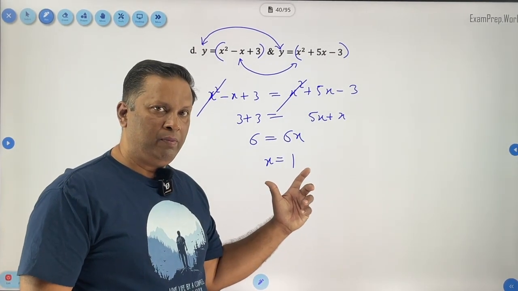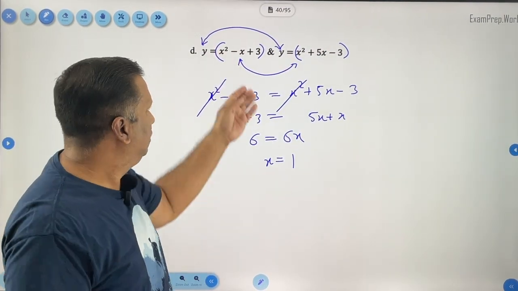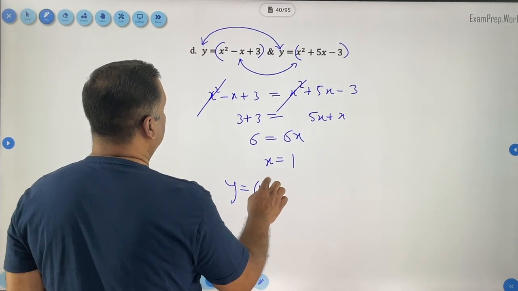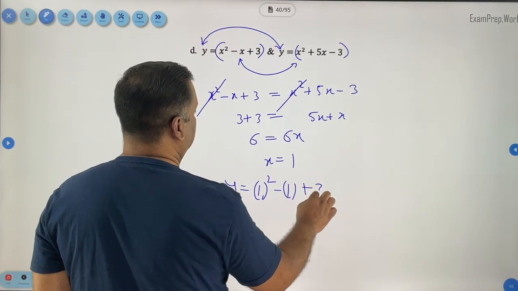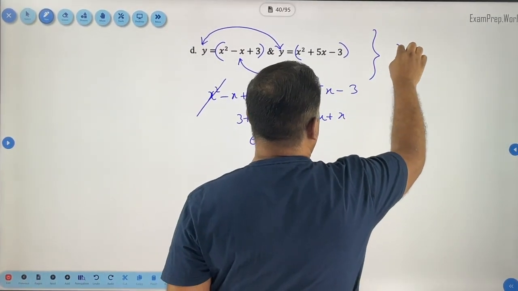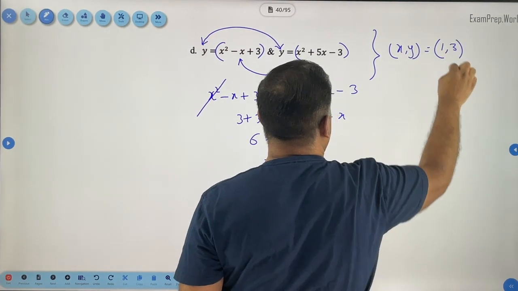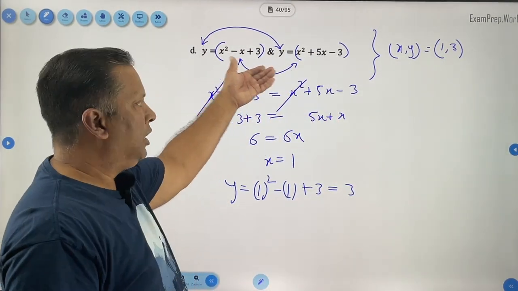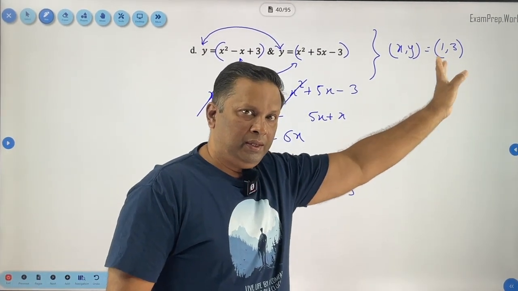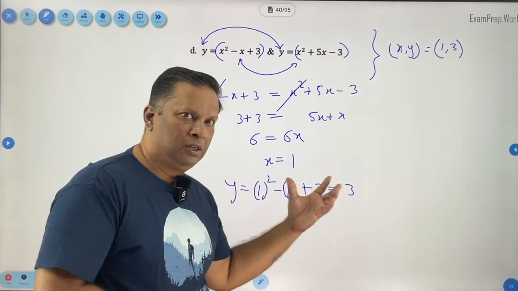Now how do I get the y point? I can put this 1 in any one of them, we will get the same value. I will choose this one. So the y will be 1 squared minus 1 plus 3, which is 3. So the point of intersection for these two will be (x, y) equals (1, 3). So these two quadratics, the parabolas, will intersect at this point (1, 3). Okay, understood? So very, very simple. Doing it is small algebra, a 2 minute question.